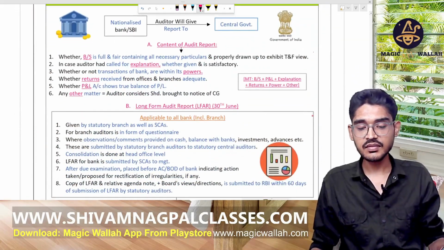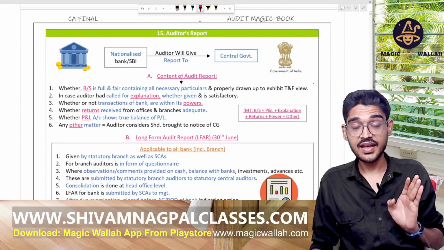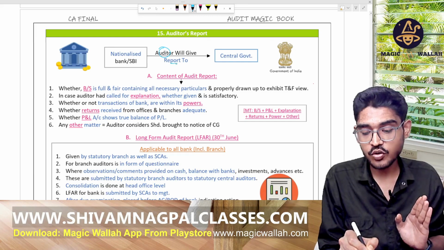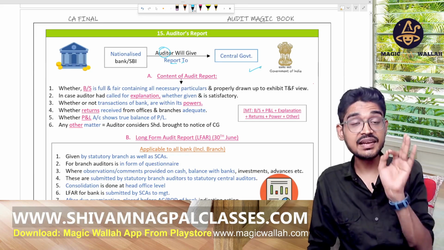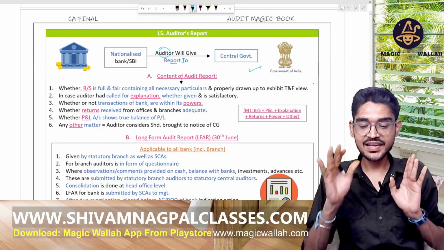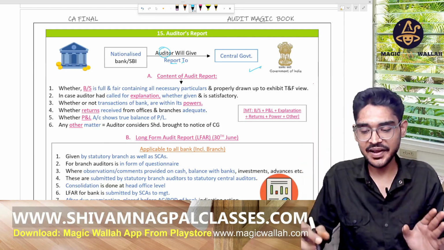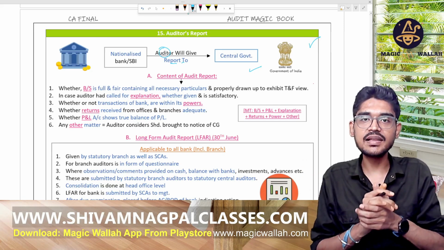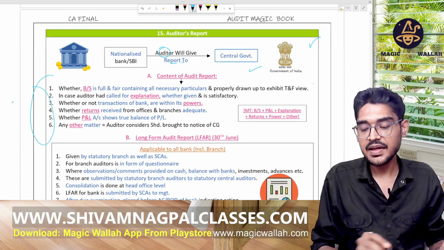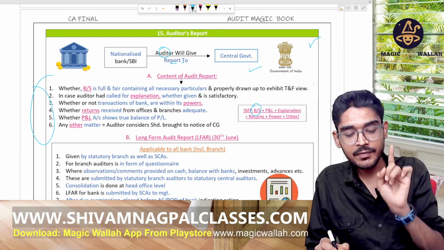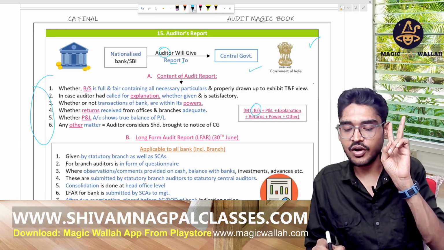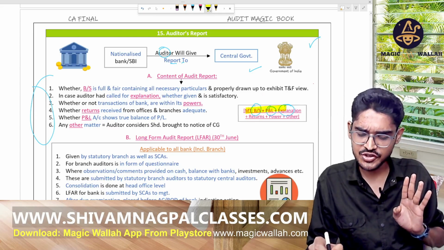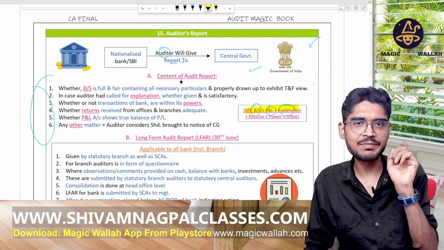Now, for the auditor's report. In case of a nationalized bank or the SBI, the auditor will give the report to the central government. Again, in case of a nationalized bank or the SBI, the auditor will give the report to the central bank. So what will be the content of the audit report given by the auditor here? It will cover the balance sheet, profit and loss account, plus the explanation. These are the basic things that we know.